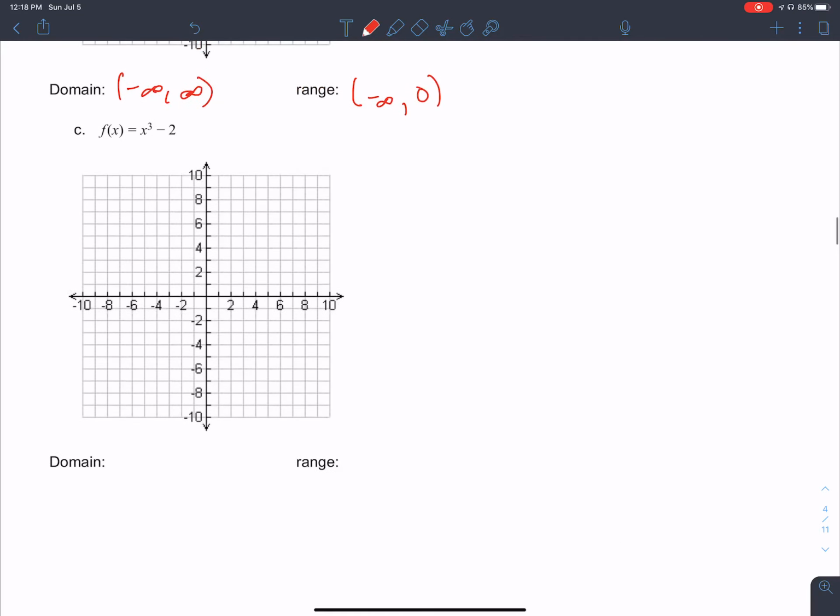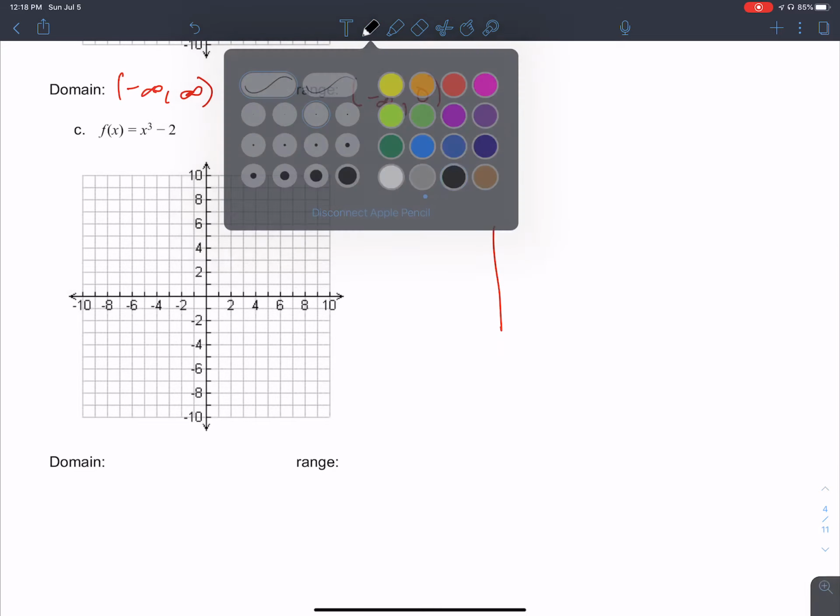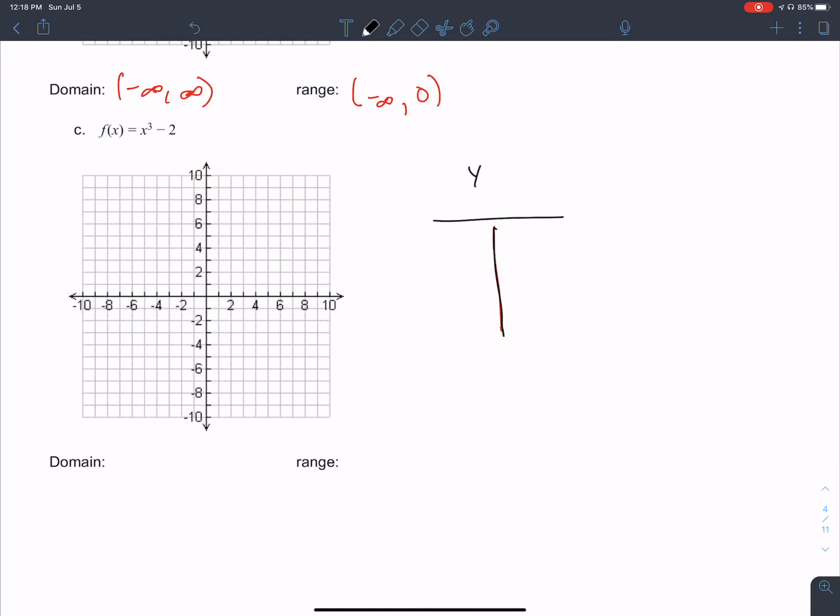Here we go. Let's do our original. My original is going to be y equals x cubed. So negative 2, negative 1, 0, 1, and 2. So I get negative 8, negative 1, 0, 1, and 8. And it's squiggly, right? Okay. And then I've got y equals x cubed minus 2.